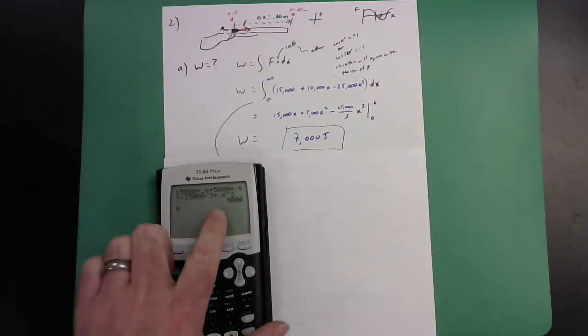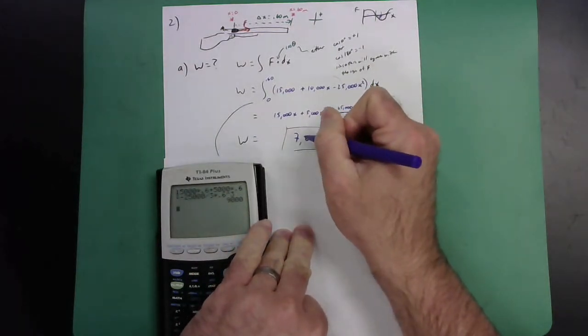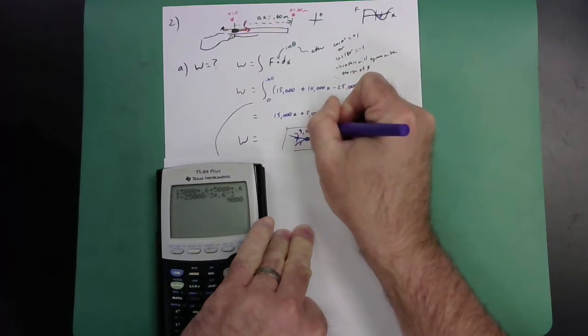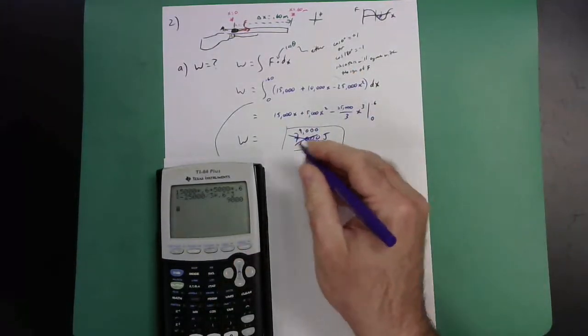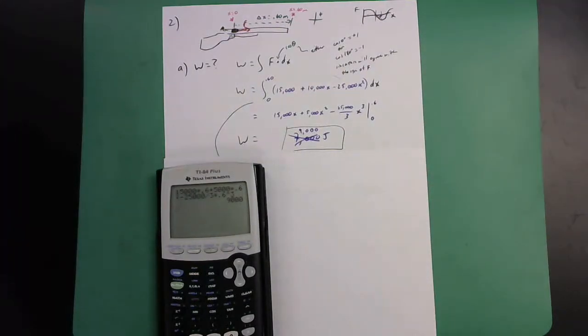There we go. And that gives us 9,000. It is not 7,000 joules. It is 9,000 joules. Okay, so there. Sorry about that. 9,000 joules is the work done on that bullet as it goes down the barrel. All right.